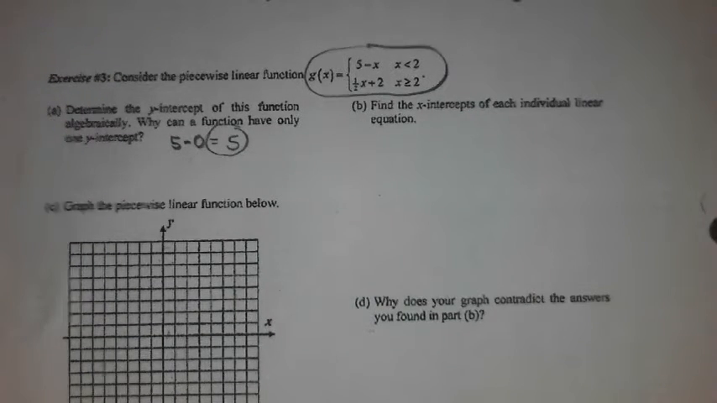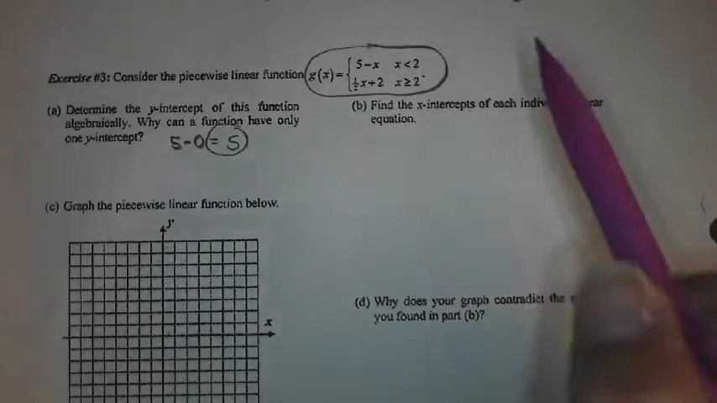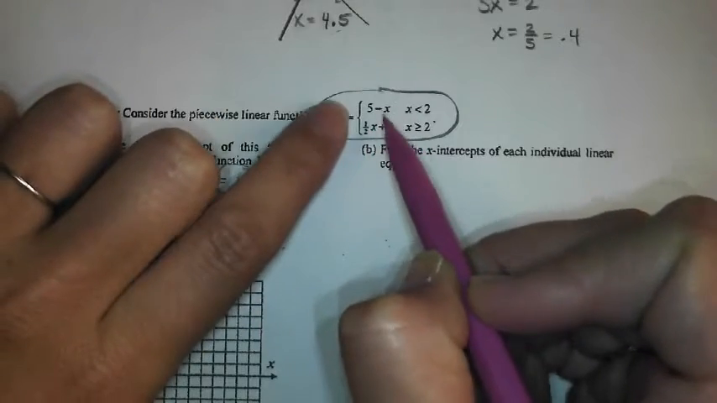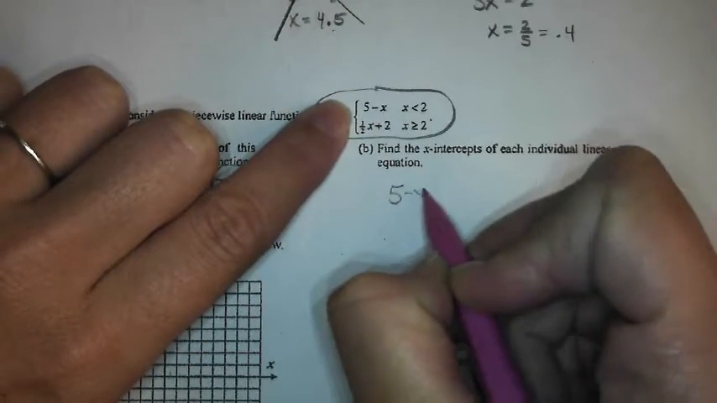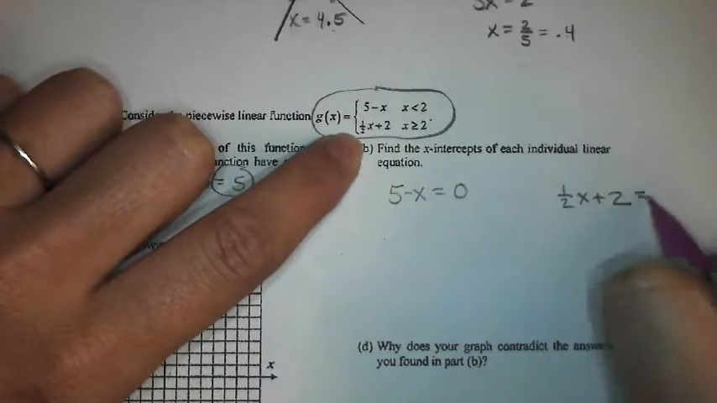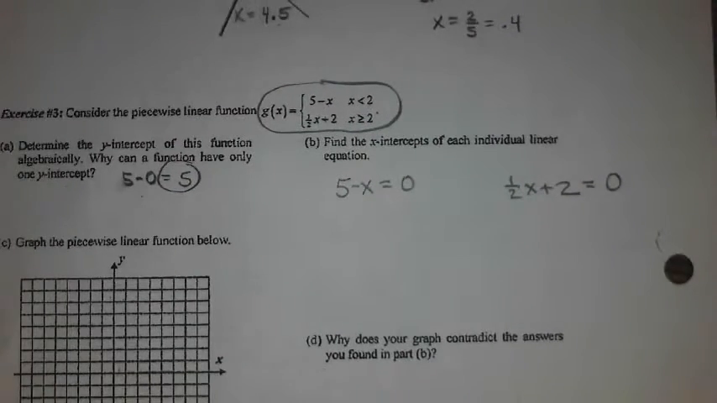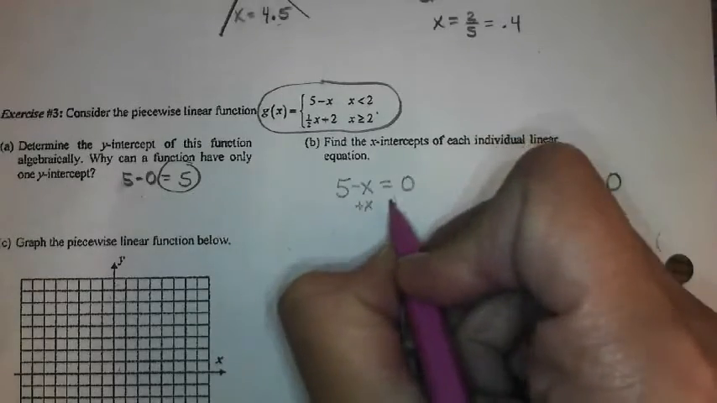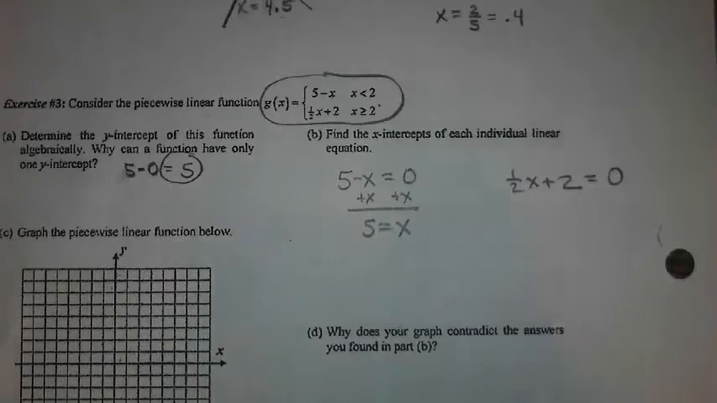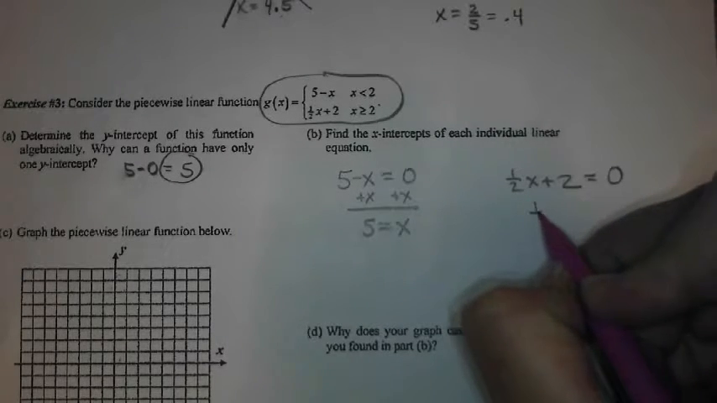Another flashcard. If you're looking for the x-intercept, you set y equal to 0. Now here, it's kind of going to be like this problem. We have to wait and see. We're setting each individual equation equal to 0 because they're both y equals, and we're going to solve both. This one I'm just going to add x to both sides. I get 5 equal x. That was an easy one. And on the other one, subtract 2.